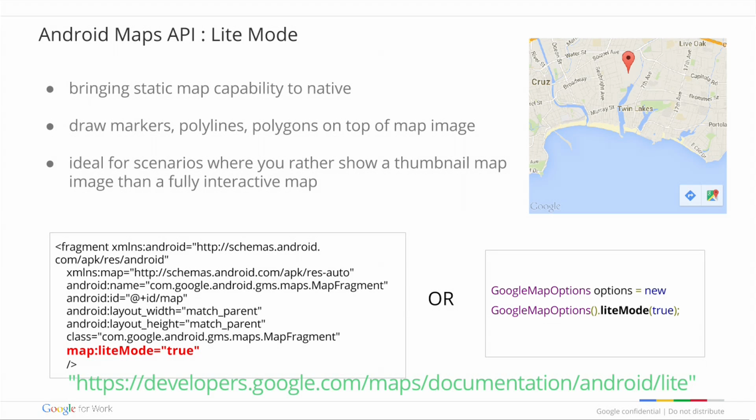So with Lite mode, you can have a bitmap image of a map centered around a location of your choice, and you can draw overlays like markers, polylines, polygons. And the great thing is all this is happening over the client side, and so you have complete control over all these objects. Now, this is ideal for scenarios where a map image would surface instead of an interactive map. Think of use cases where you want to have multiple maps in a stream or even map thumbnails. This could also work very well on some low-performance devices.